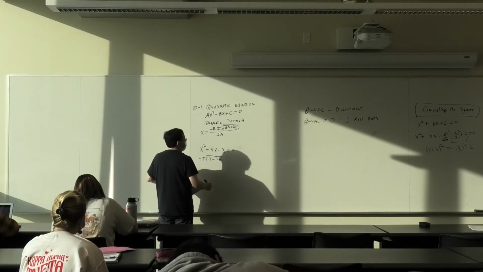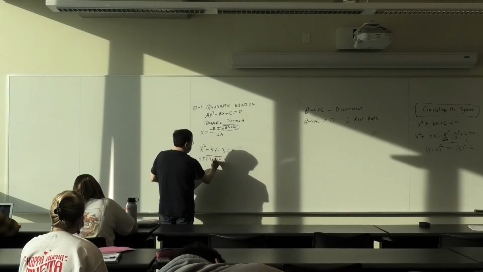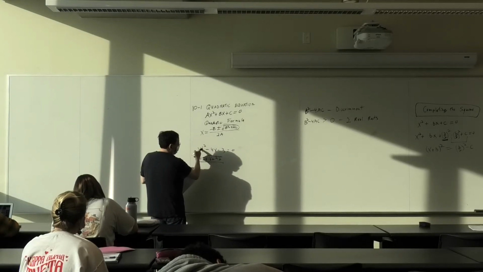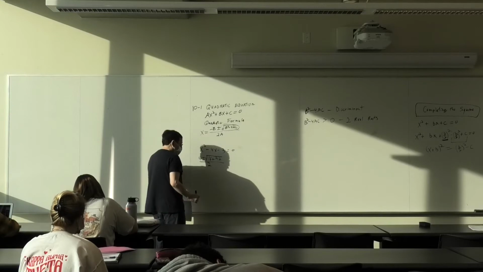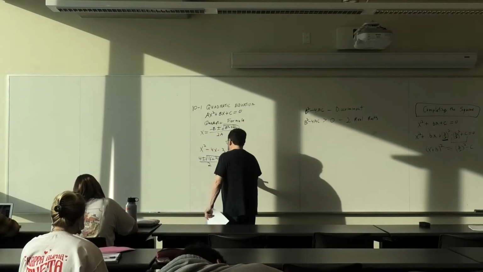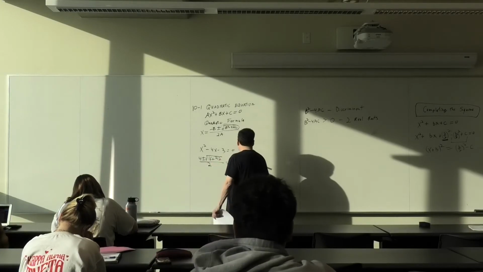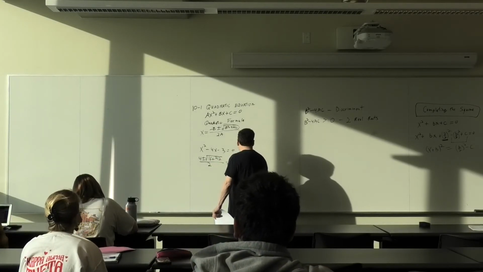Okay, so plus 12, all over 2a, which is 1. So let's look at this. That's 4 plus or minus 28 over 2.